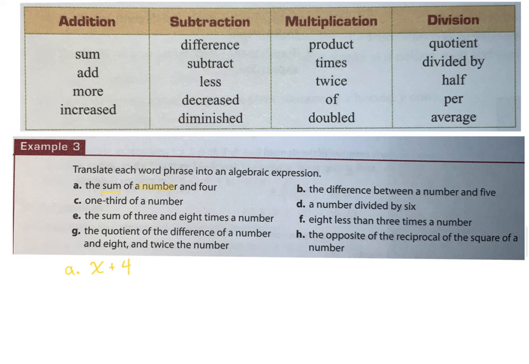Let's look at B. The difference between a number and 5. What is difference? It is subtraction. So for B, I would say x minus 5. And you can use any variable. You don't have to use x.